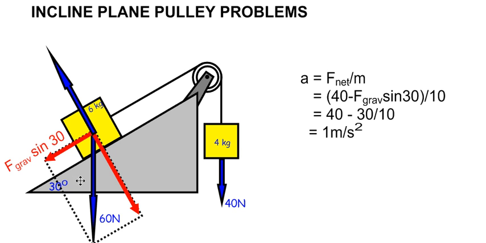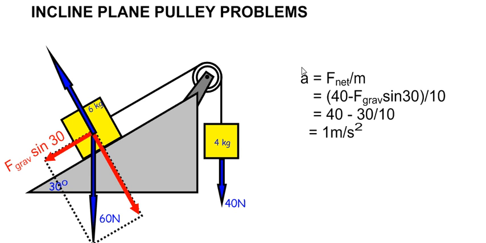Let us return to the current situation. We have a 40 Newton force acting downwards, and the F gravitational sine 30, which is 30 newtons, acting to push it this way. Therefore, the net force acting on the bodies is 40 minus 30. And that net force is acting on the whole system of interconnected bodies, the 6 and the 4 kilograms, so a combined mass of 10 kilograms.